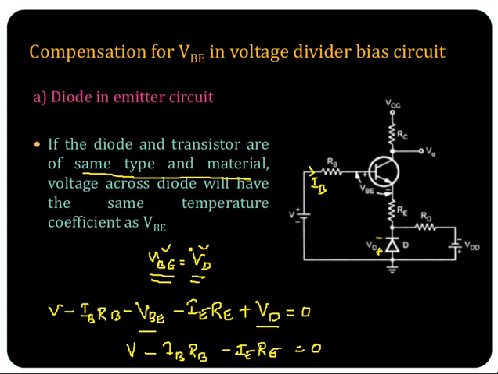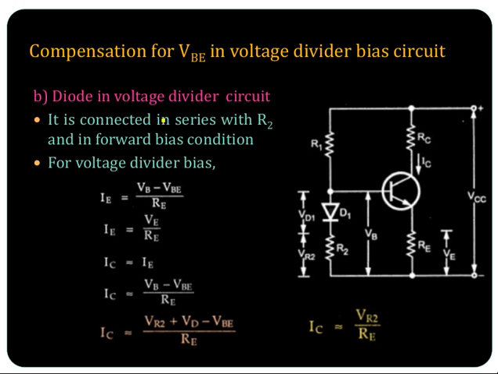Alright. So here you can see the effect of VBE is nullified by this diode. So the sensitivity to VBE is avoided here. So the VBE is compensated using this diode. The next one is diode in voltage divider circuit.